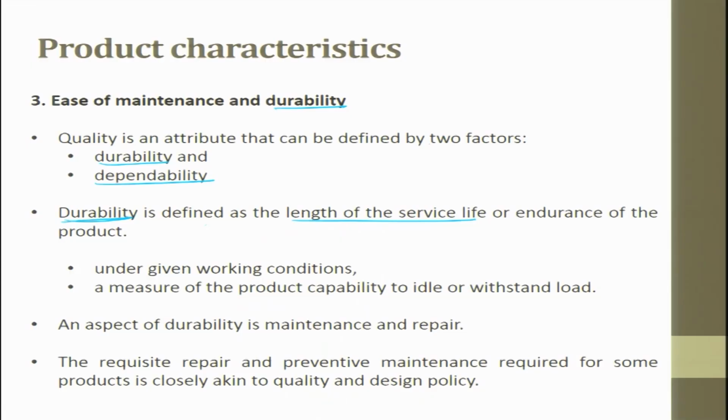People abuse, that means people try to use the same product in very harsh conditions, in a condition which is not called for, but still the product has to perform. That is what is abusive condition, use and abuse. Even in abuse conditions, many products today don't fail, and that is where the success of a product is. We are supposed to make our product foolproof and durable. An aspect of durability is maintenance and repair. The requisite repair and preventive maintenance required for some products is closely akin to quality and design policy.